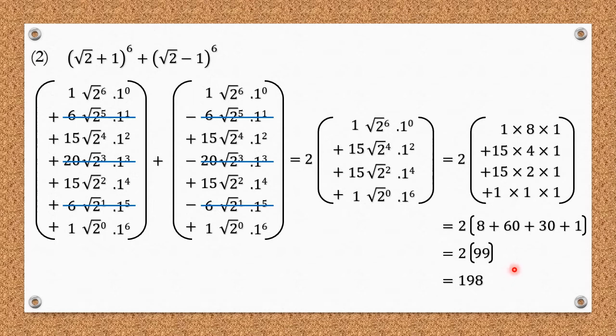Sorry, when you add them up, you get 124. And therefore, your final answer is 198. Sorry, my mistake. You get 99, and then the final answer is 198.